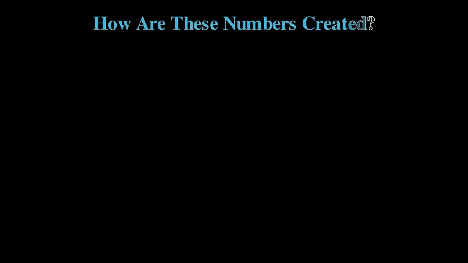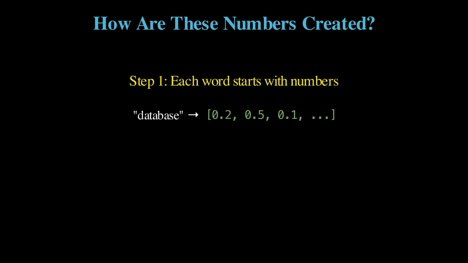Now we have a big question. How are these numbers actually created? Let me explain it in two simple steps. Step 1. Every word in the model's dictionary already has a starting set of numbers assigned to it. Think of it like a dictionary. The word database has its own unique numbers, maybe 0.2, 0.5, 0.1, and so on. Similarly, the word fever has different numbers. Every word has its own unique set of numbers in the model's dictionary.